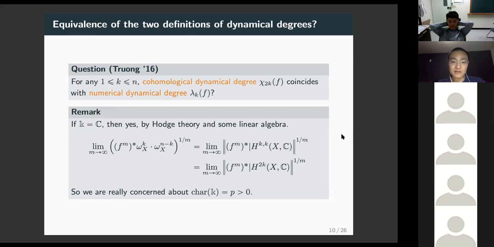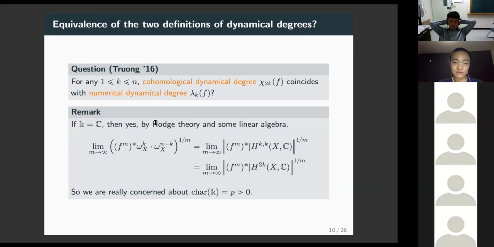And then the question is, for any k, I call this χ_2k the cohomological dynamic degree. So is this χ_2k(f) the same as the numerical dynamic degree λ_k? Okay, so this is a question from Truong in 2016. If our base field K is C, then the two are the same. So as I said before, all three are equivalent.